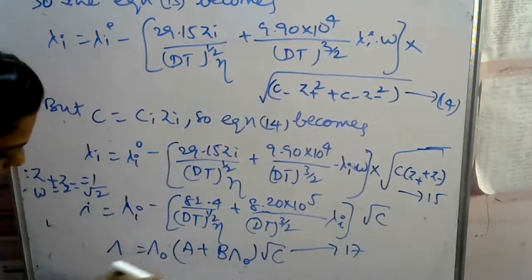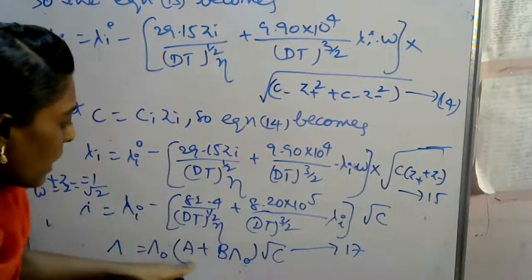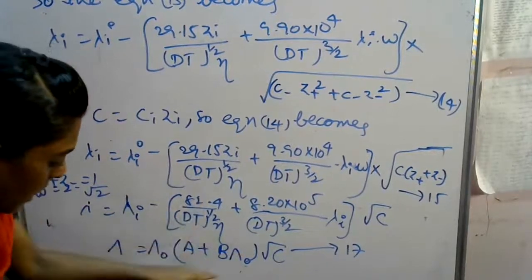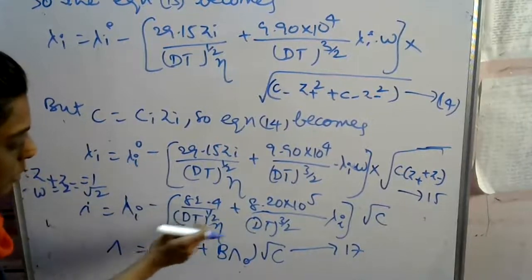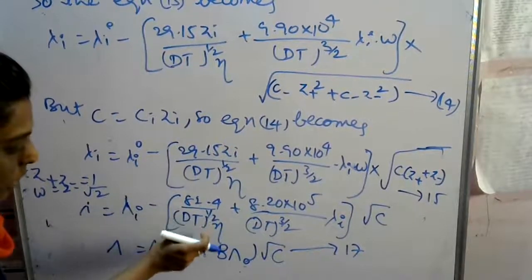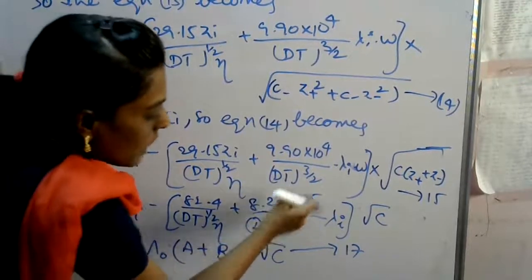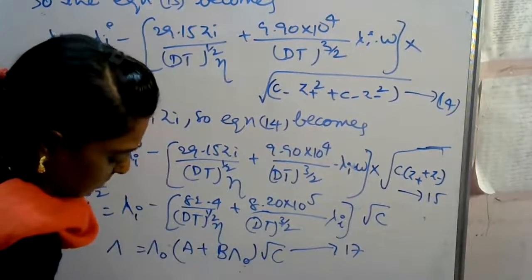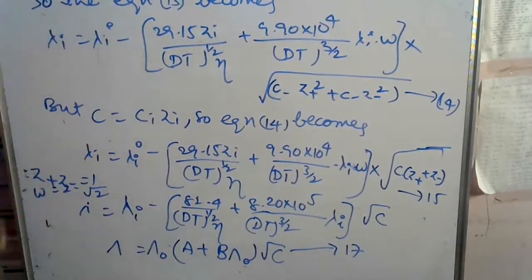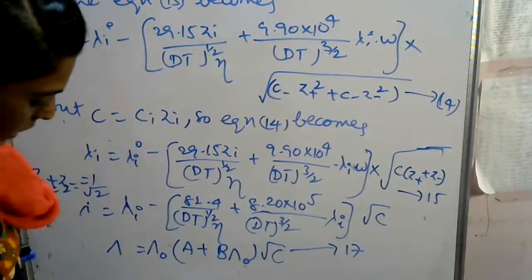Here a and b are constants which depend on the nature of the solvent. Okay, what is a here? a is 82.4 by dt power half times beta. What is the b value? b is 8.20 into 10 power 5 by dt whole power 3 by 2. So this is the final Onsager equation. Okay, Onsager equation.